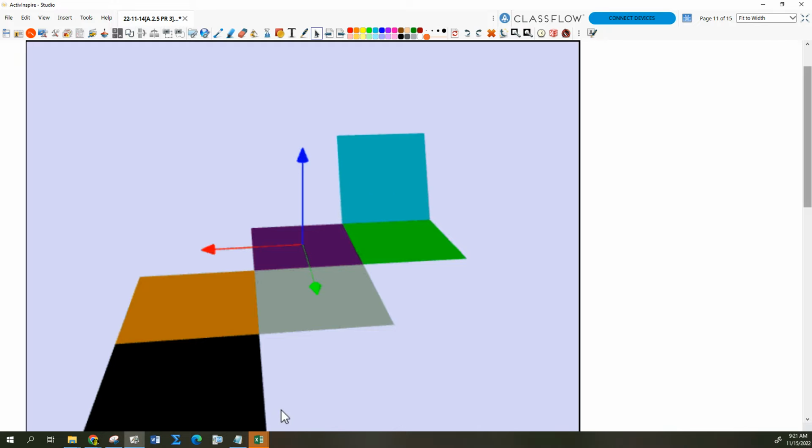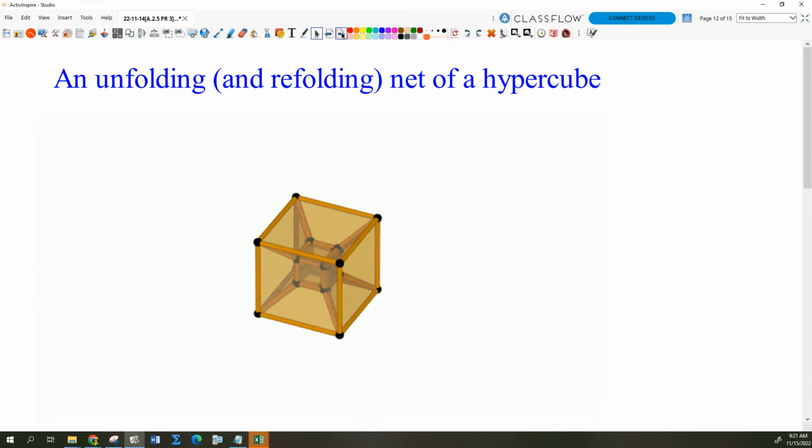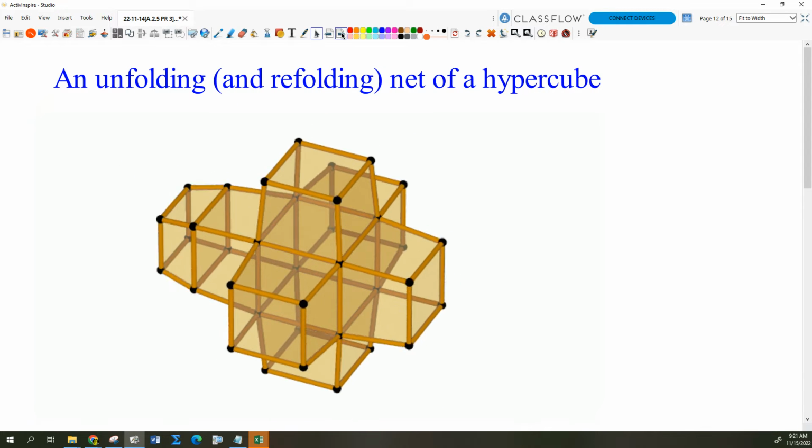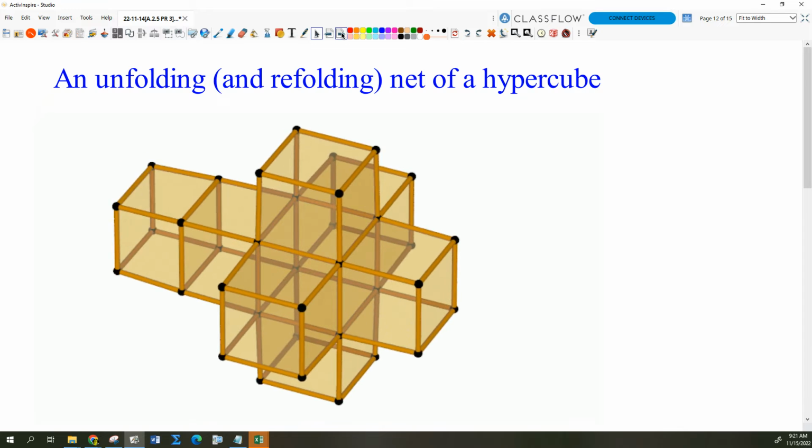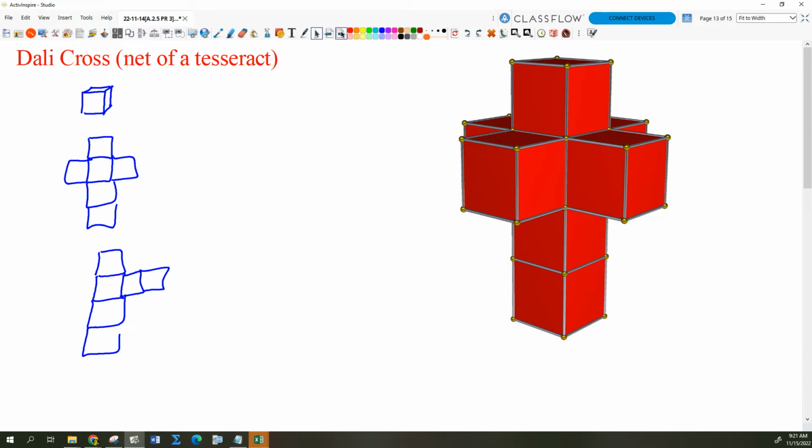Here's one way you could unfold a hypercube. It unfolds into a Dali cross, which looks like that. That is the net of a 4-dimensional cube. How crazy is that? If you unfolded a hypercube, a 4-dimensional cube, that is one thing that you definitely would get. How do you fold it up? Well, we can't tell. We can't see that, right? Isn't that weird, though?